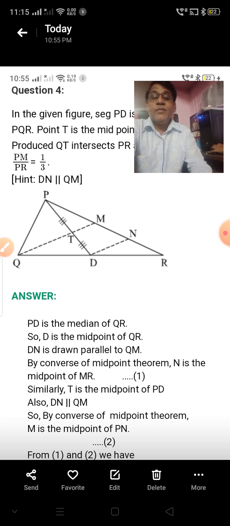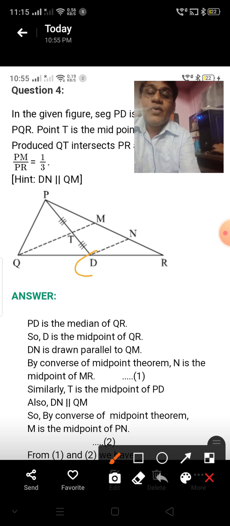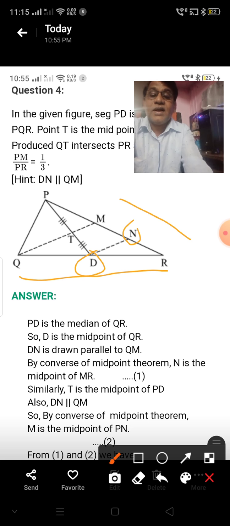See here, PD is a median, so D is the midpoint of QR. Now see again. D is the midpoint of QR, and DN is drawn parallel to QM. By the converse of the midpoint theorem, N is the midpoint of MR. This is equation number 1.